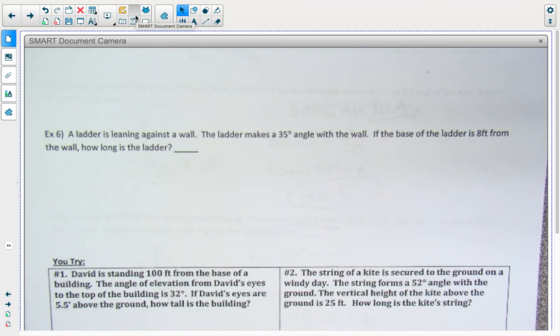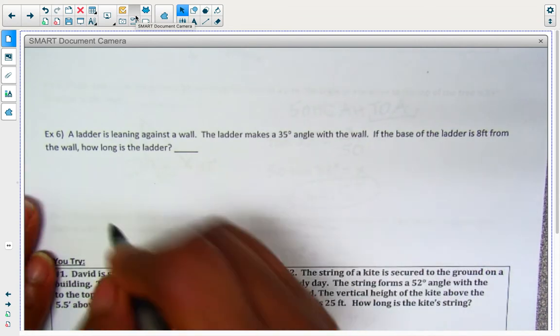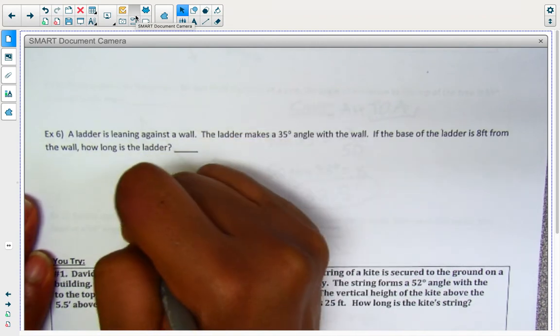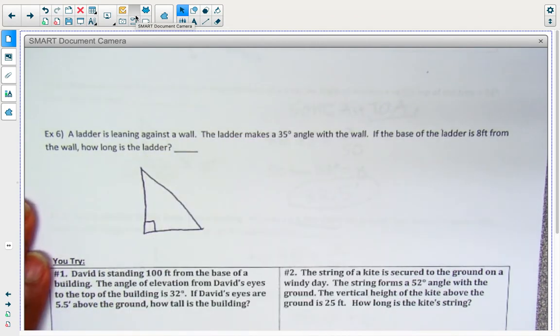A ladder is leaning against a wall. The ladder makes a 35-degree angle with the wall. If the base of the ladder is 8 feet from the wall, how long is the ladder? So let's draw our picture and fill in what we know based off of the problem.